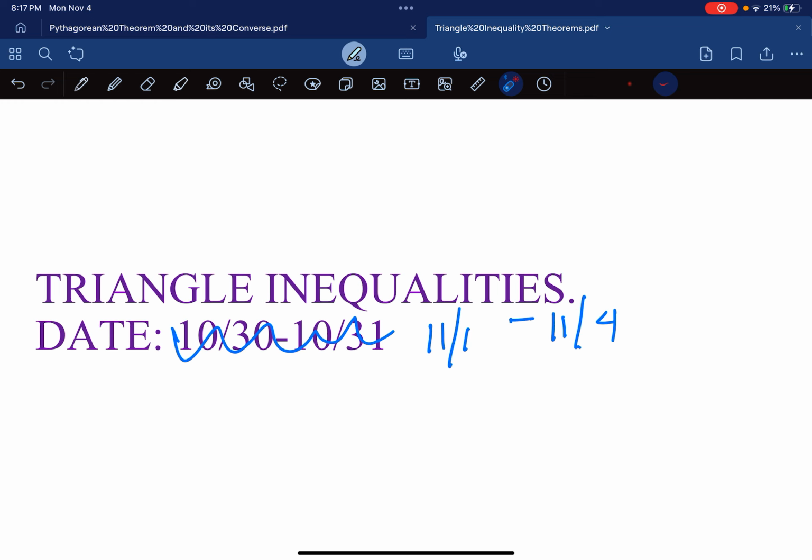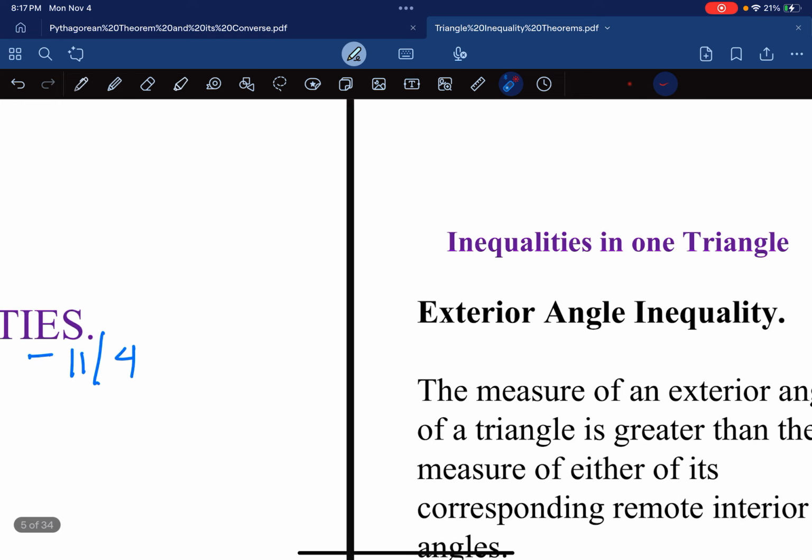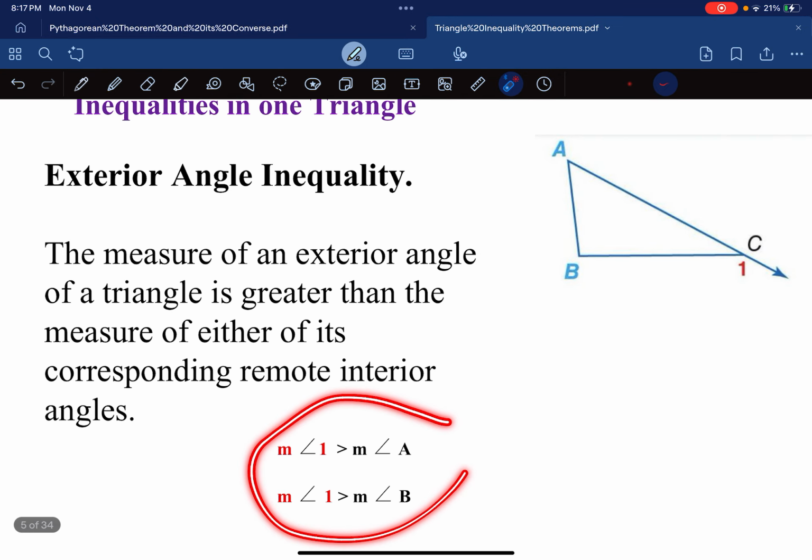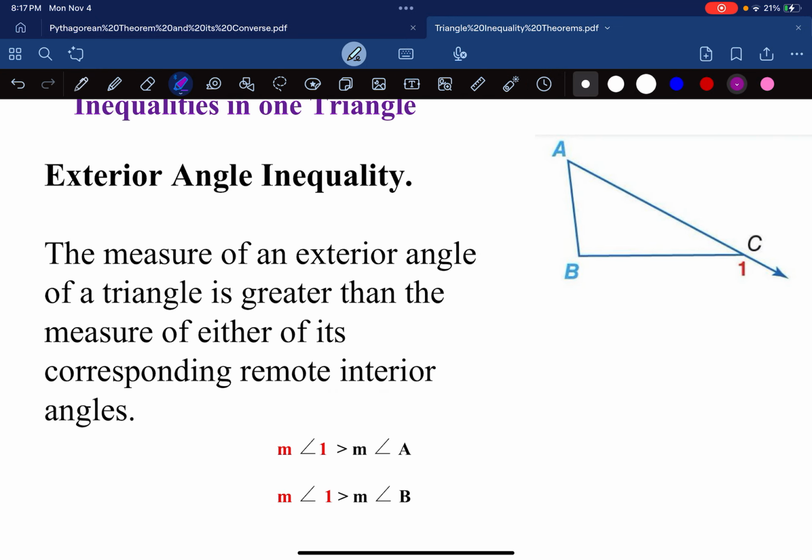So today's title, in case you don't have it, and the dates we learned this lesson. Now, inequalities in one triangle. Something that I want you to copy down is this down here. This is what I want you to write down.